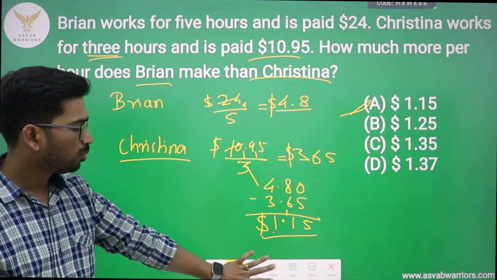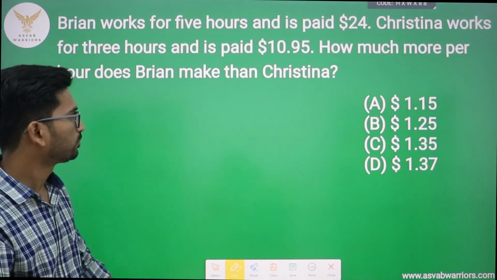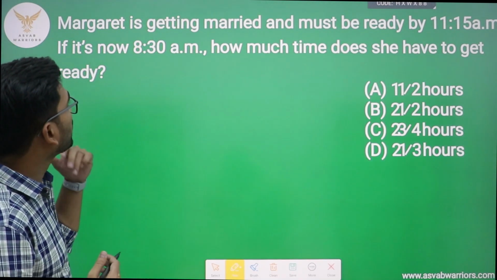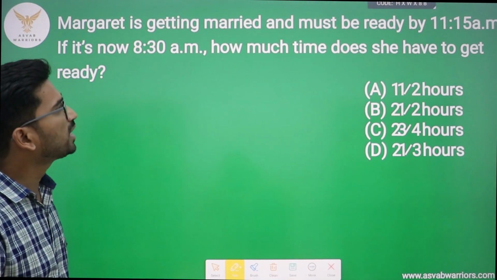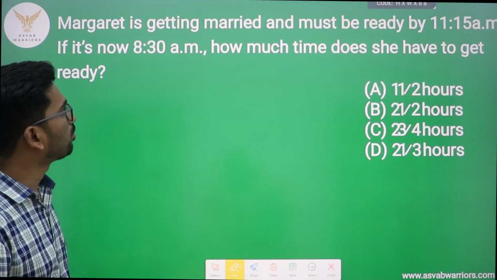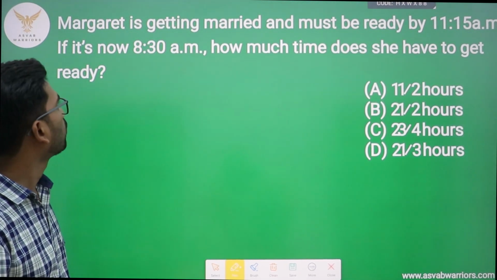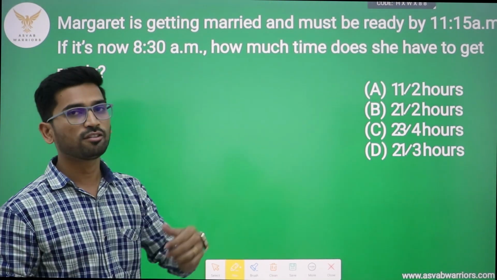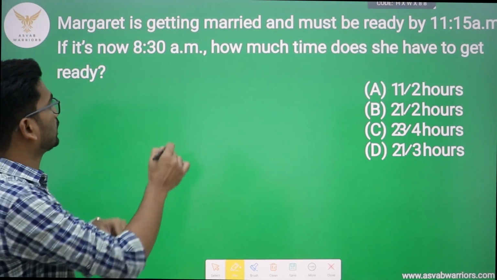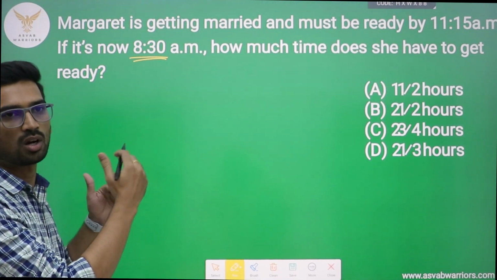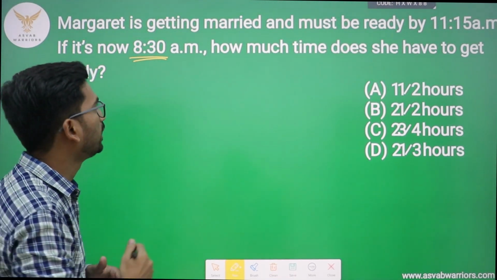Now let us move on to the next question. Our next question says Margaret is getting married and must be ready by 11:15 a.m. If it's now 8:30 a.m., how much time does she have to get ready? Now she is getting married at 11:15 a.m. and the time now is 8:30 a.m. We need to calculate the difference, or how much time she has to get ready.